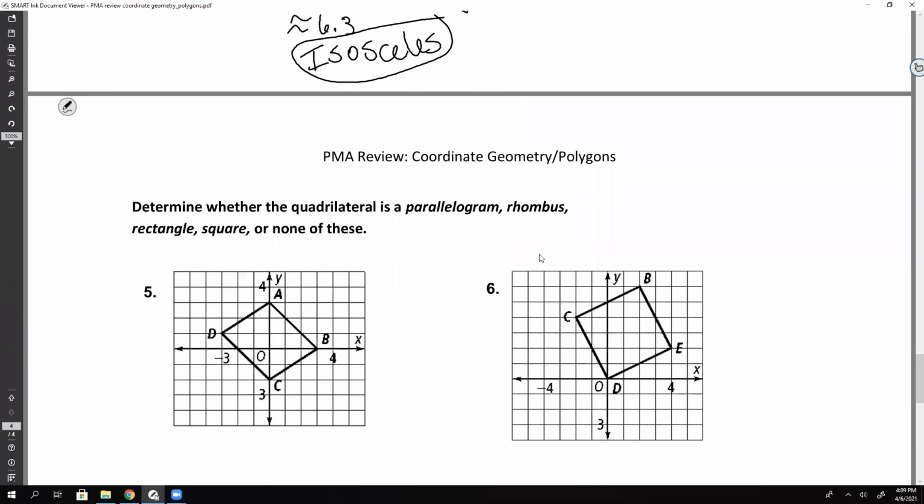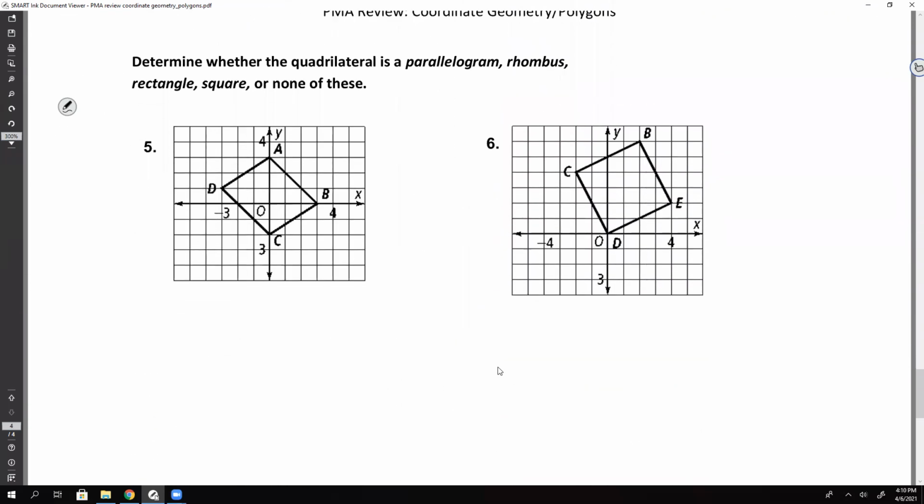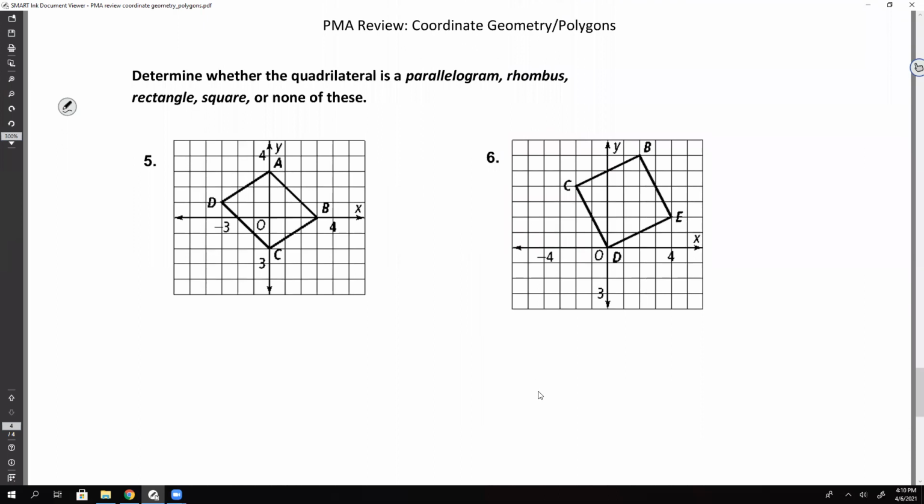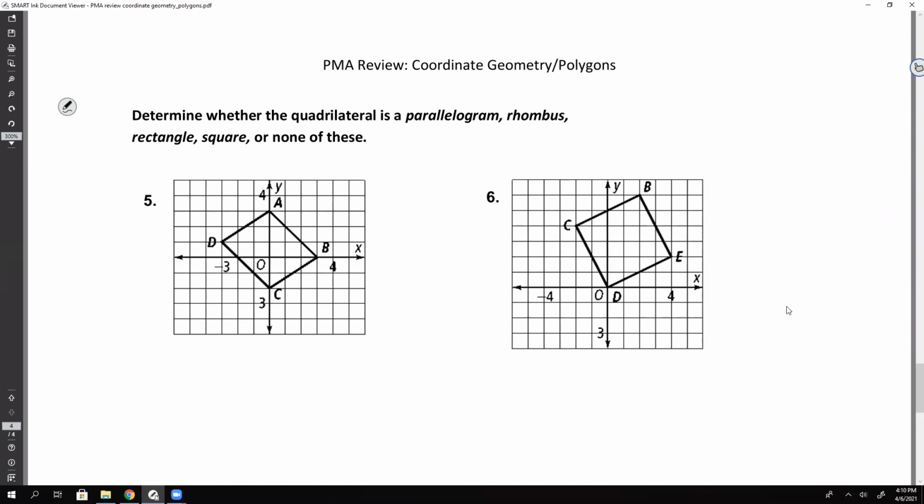All right, now here's the last kind. We have to determine whether this is going to be a parallelogram, a rhombus, a rectangle, a square, or none of the above. So y'all, to do this, you need the distance formula, okay, which is square root of x2 minus x1 squared plus y2 minus y1 squared.